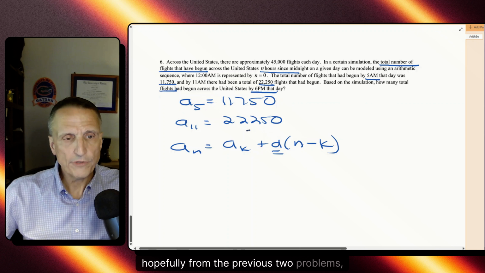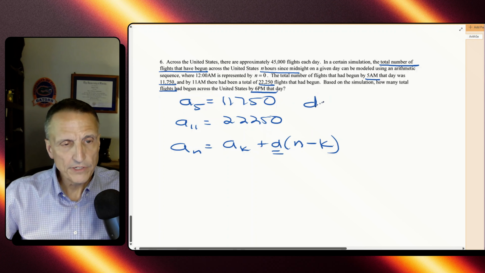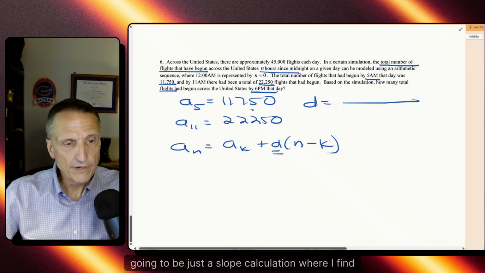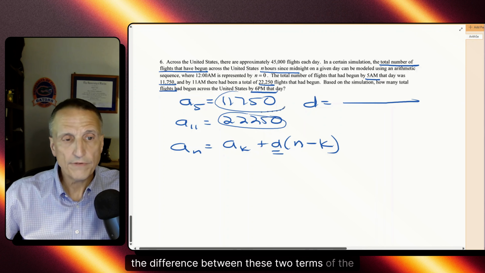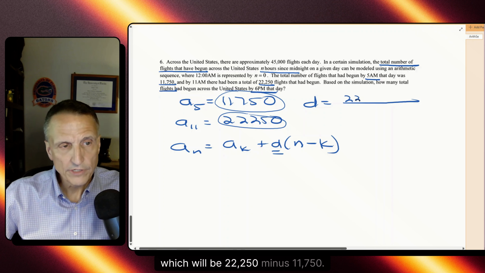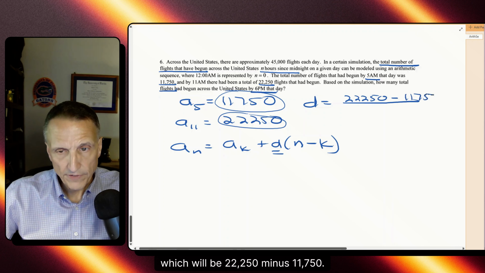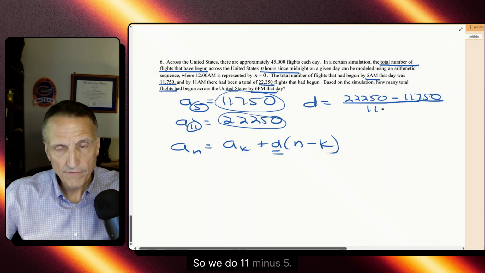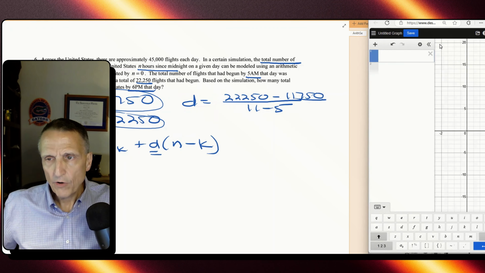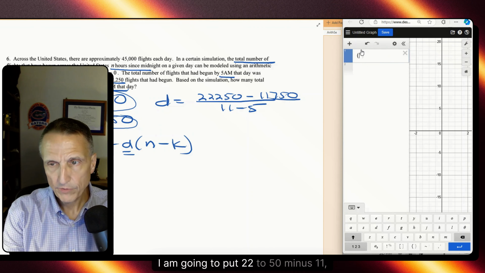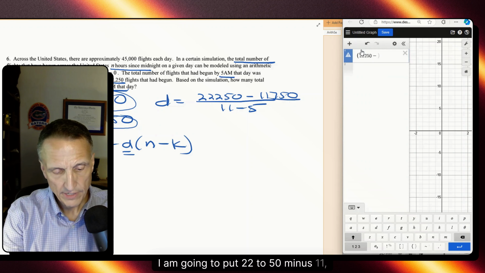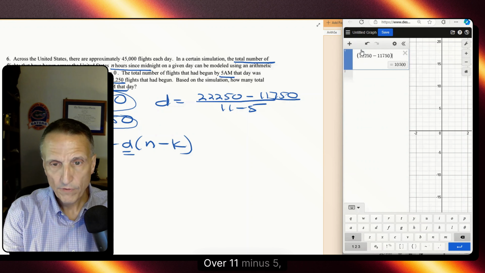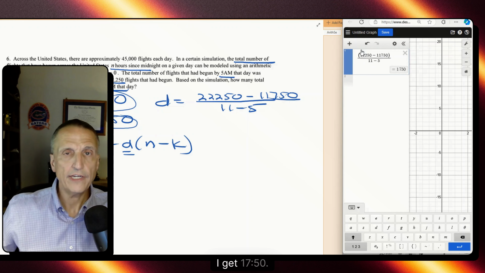Well, hopefully from the previous two problems, you can see that the common difference here is going to be just a slope calculation where I find the difference between these two terms of the sequence, which will be 22,250 minus 11,750. That represents the rise, the change in the amount, but it took place between 5 and 11, so we do 11 minus 5. I'm going to use Desmos to do this. Over here in Desmos, I am going to put 22,250 minus 11,750 over 11 minus 5. I get 1750.